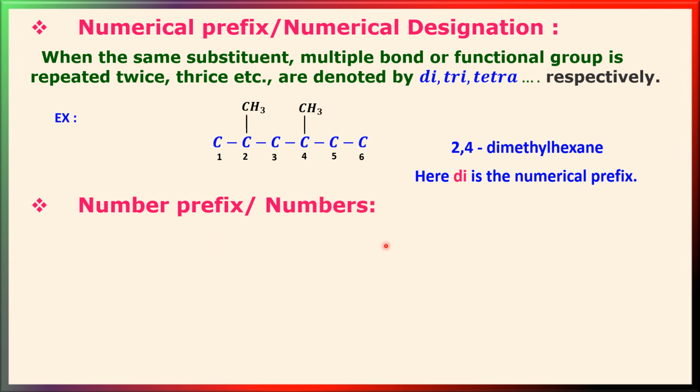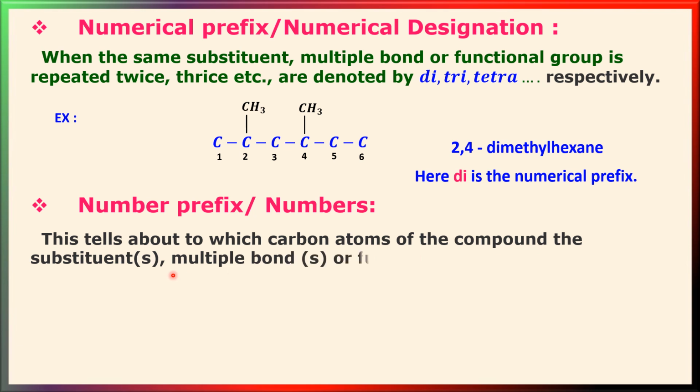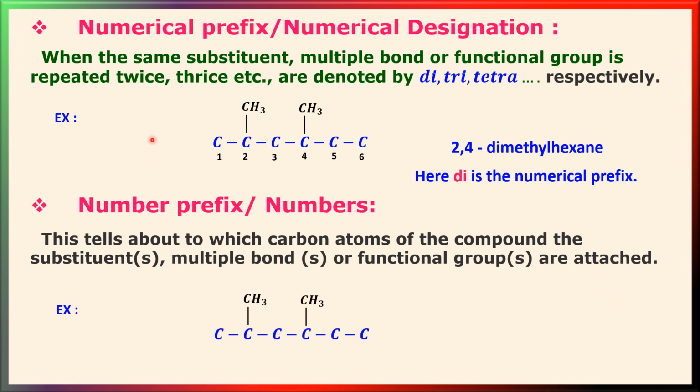So here di is the numerical prefix. Next, number prefix are numbers. This tells about to which carbon atoms of the compound the substituents, multiple bonds or functional groups are attached. Example, the same compound I am taking here. So if I give numbering from left to right, there is a rule for giving the numbers to the carbon atoms in the chain. You will learn those things in the next coming videos. So on the second carbon and on the fourth carbon, 2 methyl groups are there. So to which carbon atoms the substituents are attached? On the second carbon and on the fourth carbon.